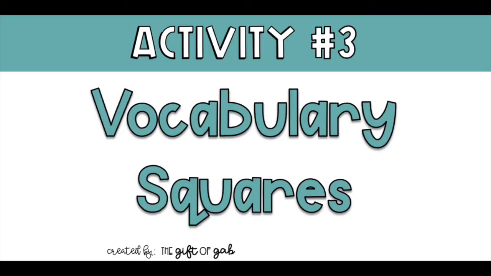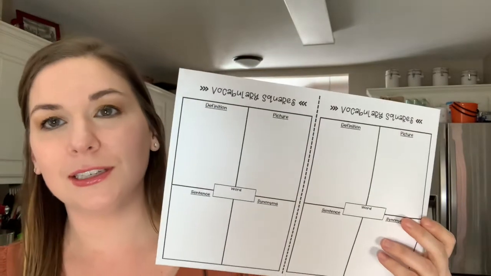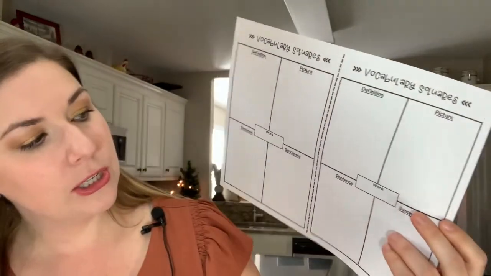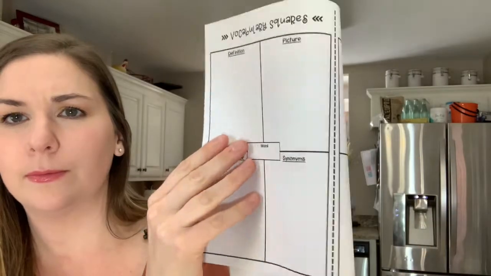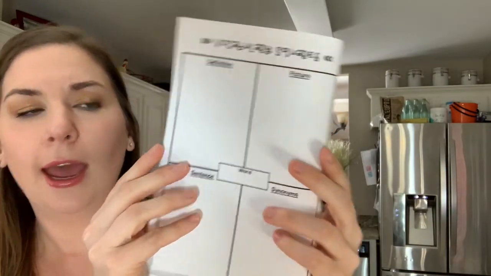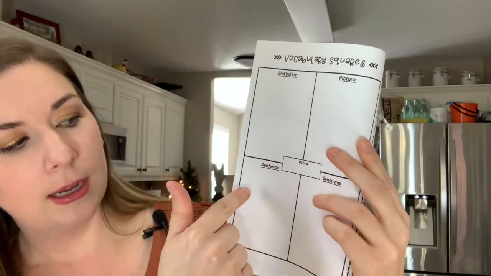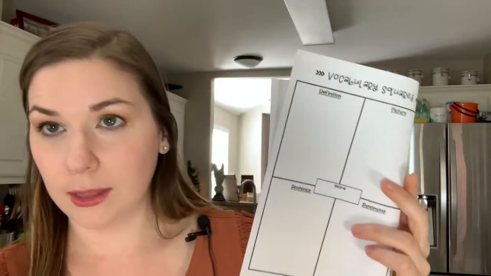Then activity number 3. I use these vocabulary squares, and these are actually my favorite way to teach any kind of vocabulary, not just stuttering related. The student puts the word that we're targeting right here in the middle. Then they define the word, draw a picture of it, use it in a sentence, and if there are any synonyms for the word, they write them right there.